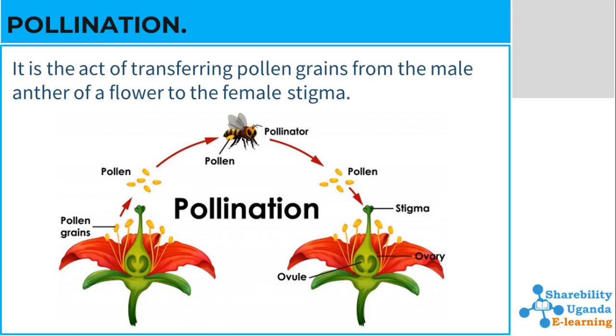In this case, we can see pollen grains being transferred from the anthers of one flower to the stigma of another flower. In this case, the insect, a bee, is the agent of pollination.